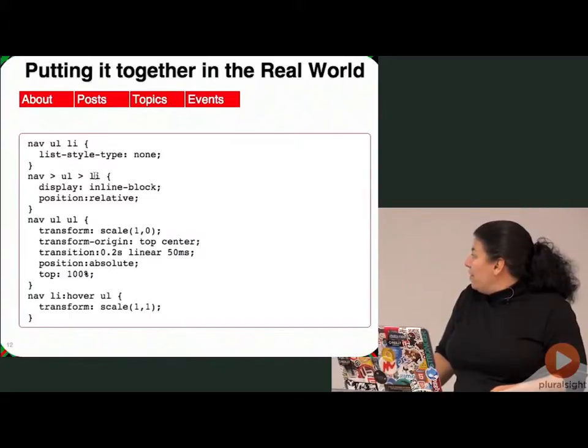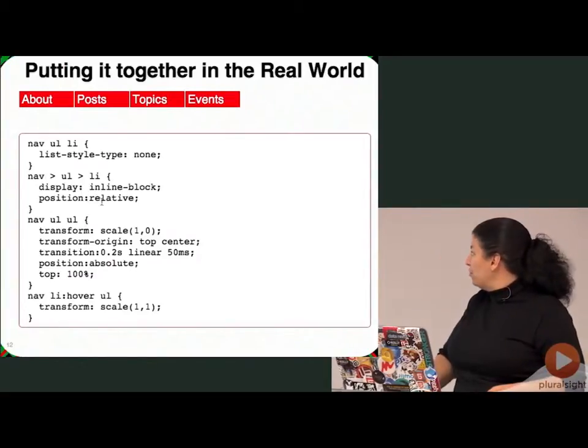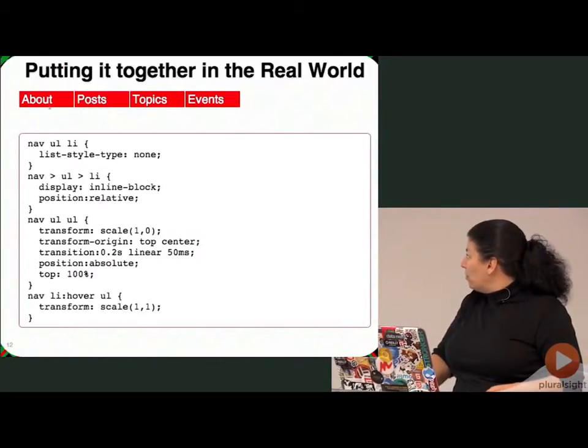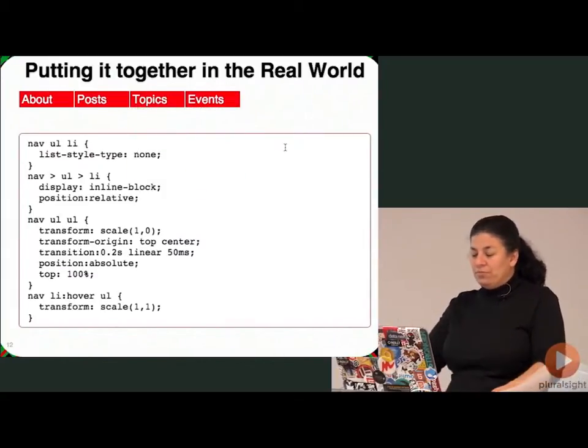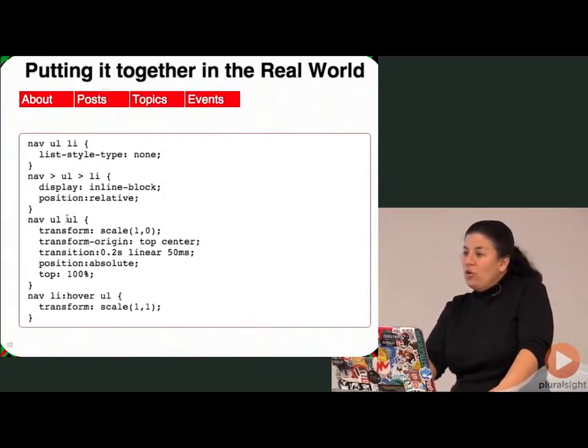Any li that is the direct child of a ul, that is the direct child of a nav, displayed inline block and make the position relative. So that's these four, the top four ones, right? It is not the children. Nav ul means the children, the unordered lists that are children of these parents.